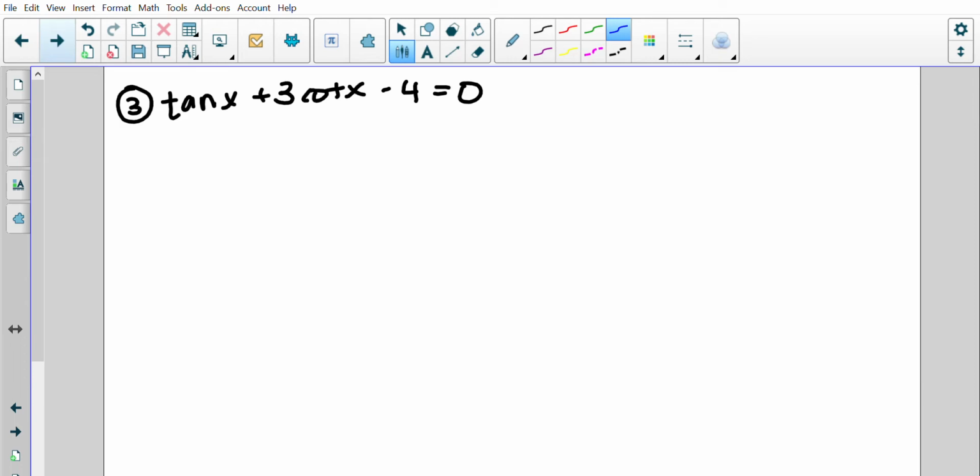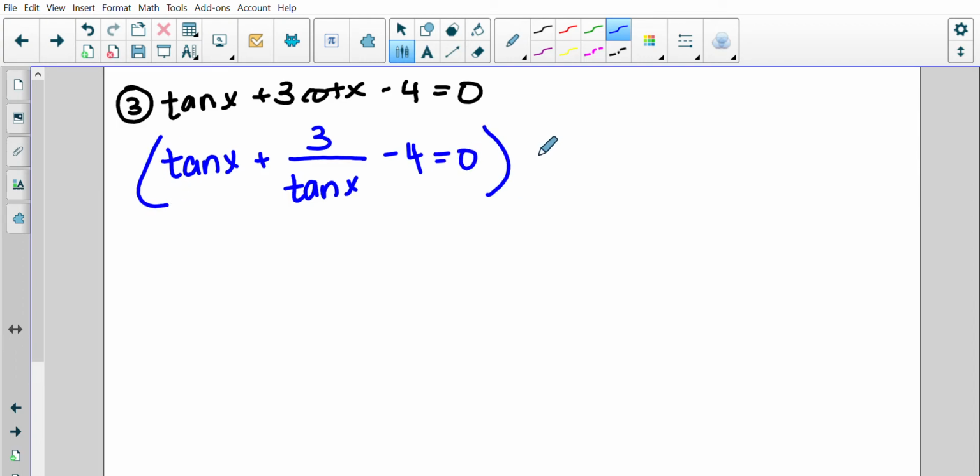What I would recommend doing for an example like this is I would make this tan x and then just make this 3 divided by tan x, because we know that cotan is really 1 over tan, and then minus 4 equals 0. And then I would approach it by multiplying everything by tan x, so I clear the fraction. So that gives me tan squared x plus 3 minus 4 tan x equals 0.